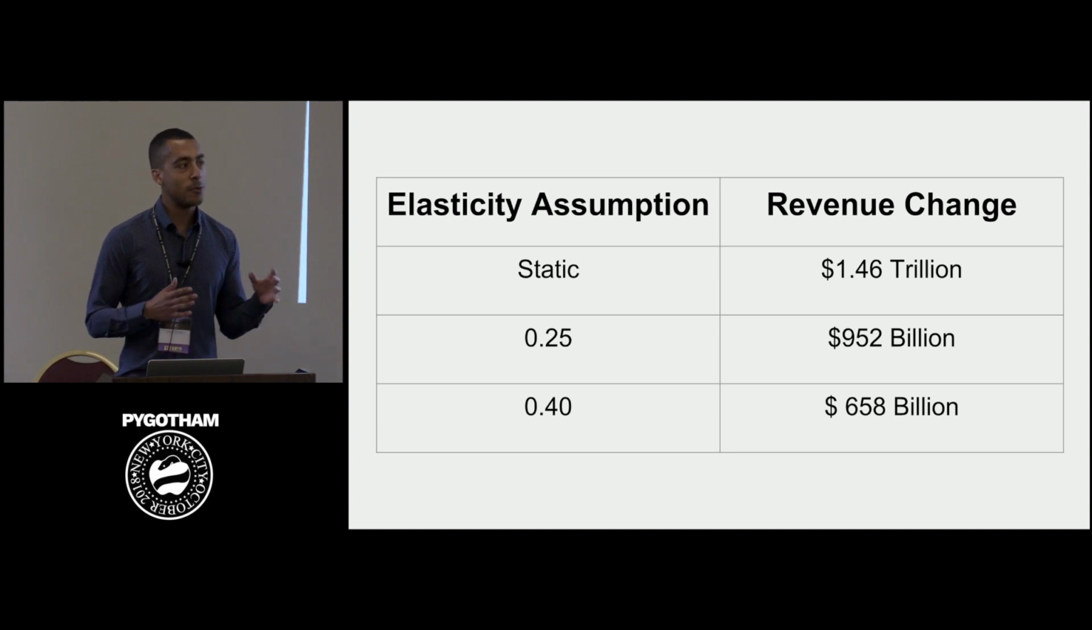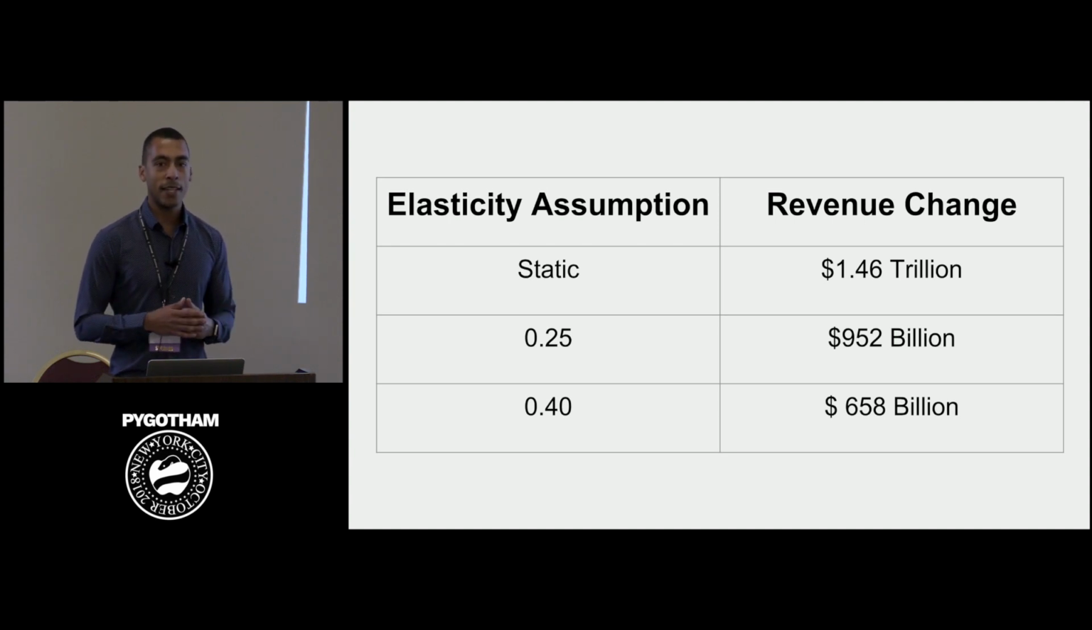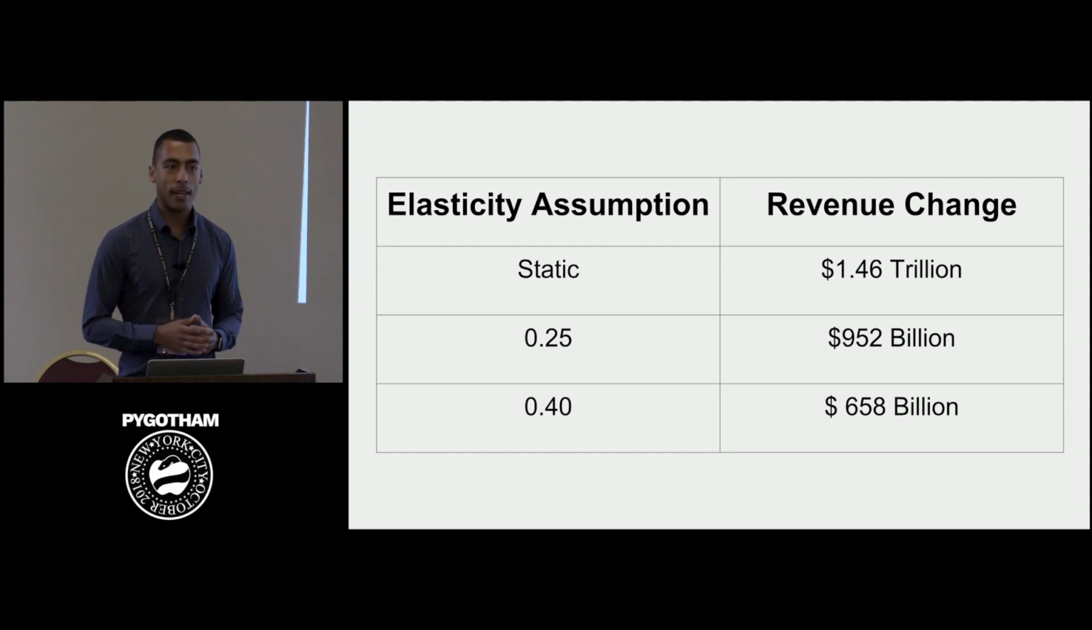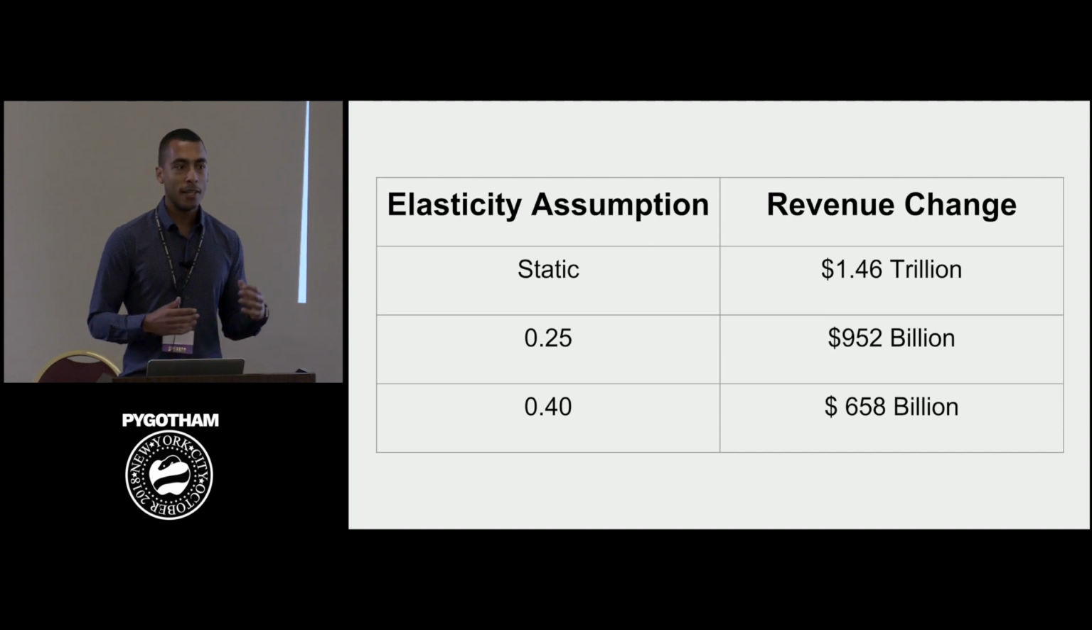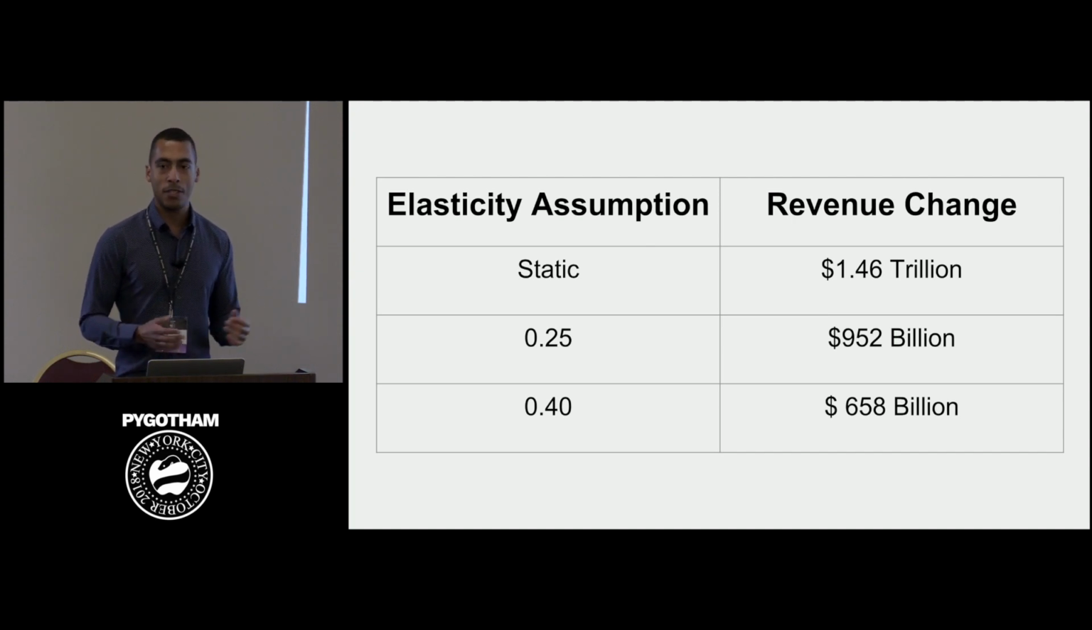But as soon as we say people are going to change their behavior when the taxes go up, we start dropping down to $952 billion. And if we assume a larger change, well, now we're down to $658 billion. So that's almost $800 billion just gone based on basic economic assumptions. And most of these will come up in some policy report, as they write up the model. But it still goes to show that these small changes can really push these models to show different results.